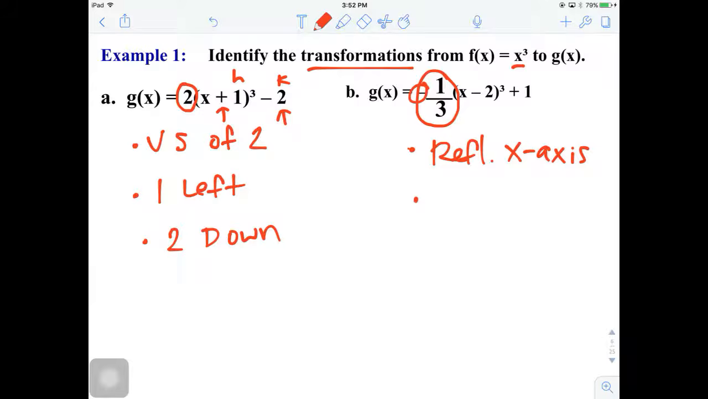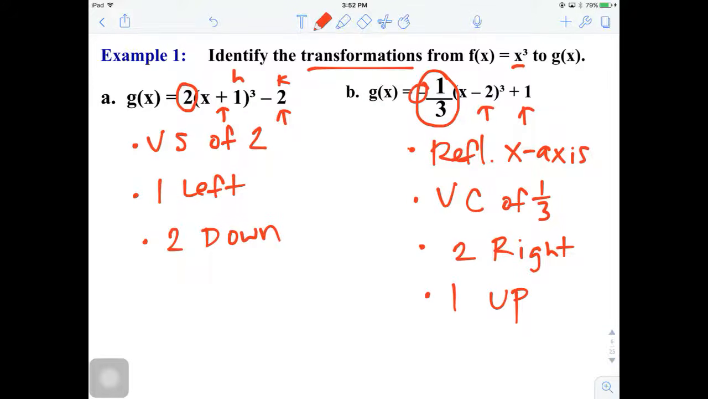Also, because of that 1/3, the value of a is less than 1. So there's going to be a vertical compression factor of 1/3 as one of the transformations. And then a minus 2 indicates a 2 units shift to the right. And finally, a plus 1 in the back means 1 unit up. And those are the transformations here.